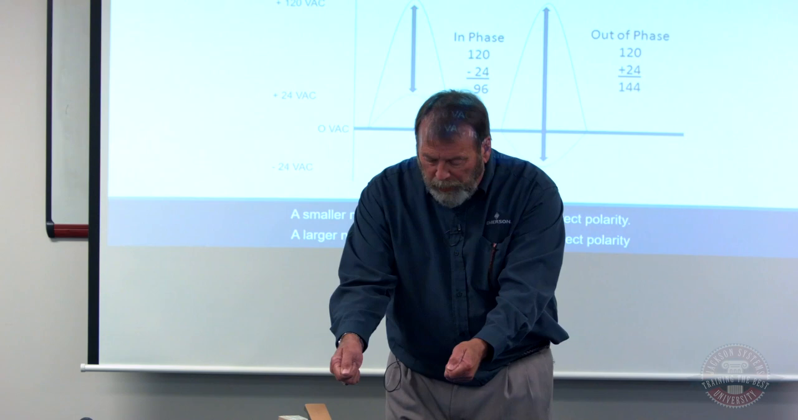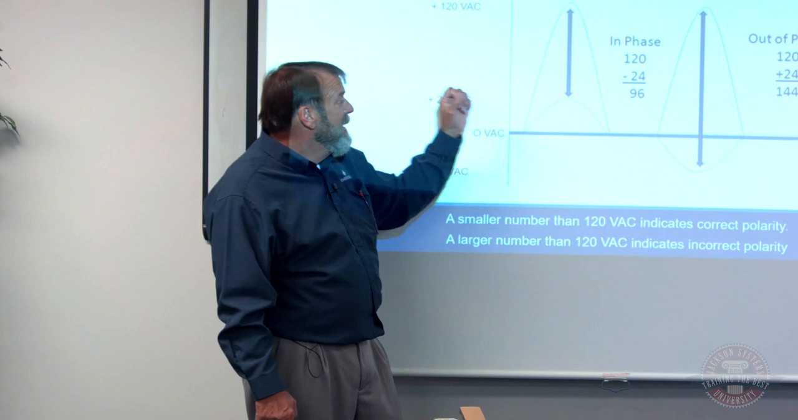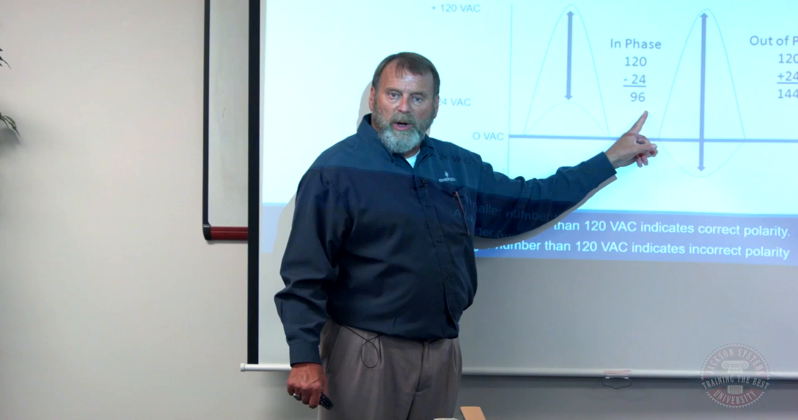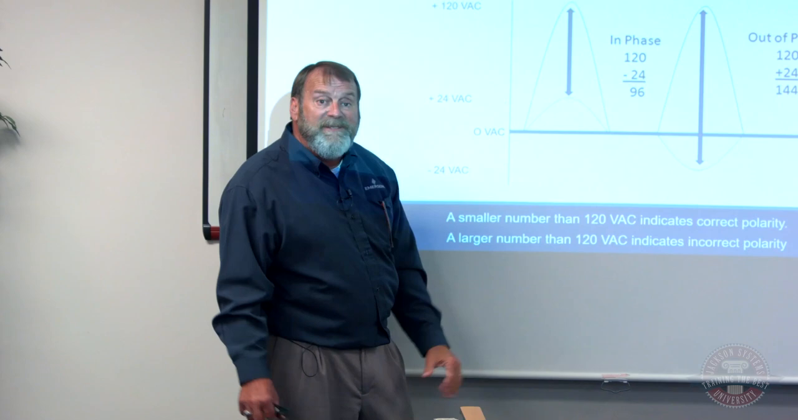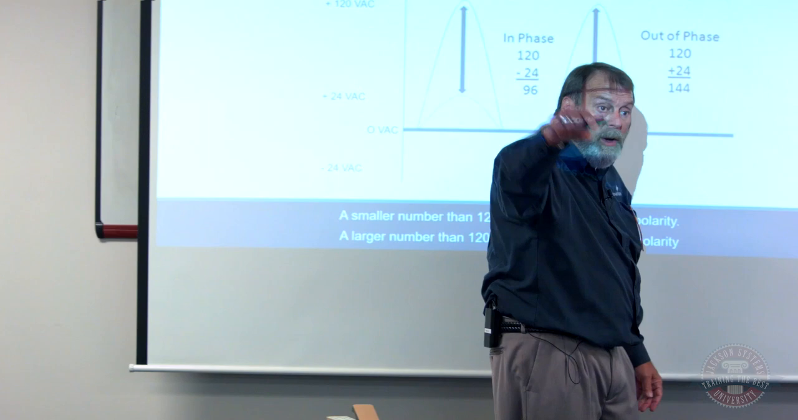Put your probes on there, and what you're going to read is the difference between the two voltages based on being in phase or out of phase, L1 and TH. If I put it on L1 and TH and I get some low number, well below 120, that's telling me they're both going positive at the same time. They're in phase. That's cool. That's all it's telling me. Not the polarity. It's just telling me I'm in phase. If I go to L1 and TH and I read some big number above 120, I'm out of phase.